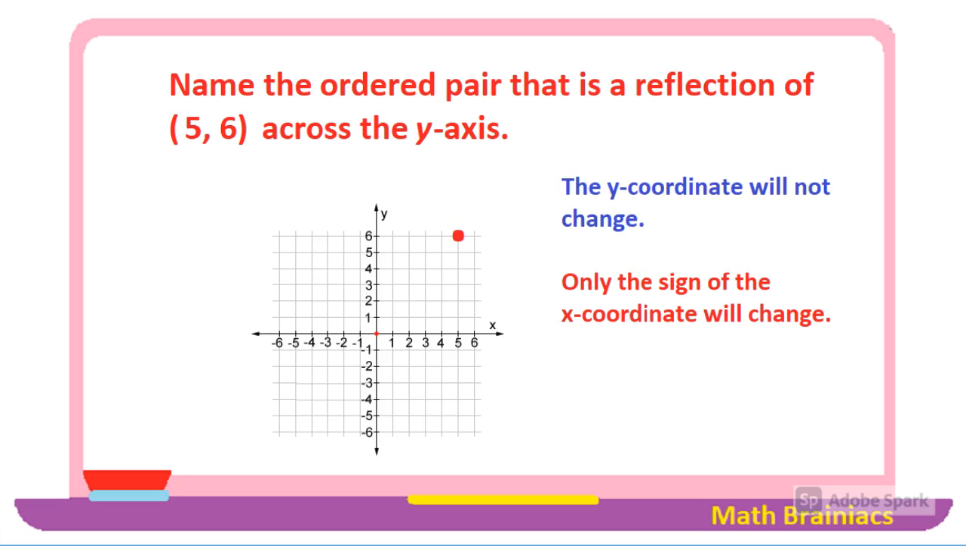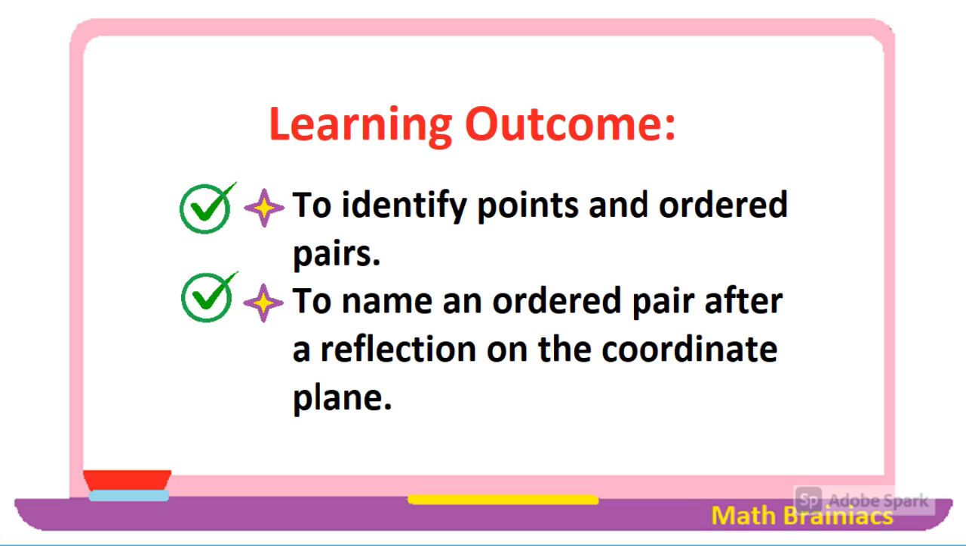As I told you a while ago, the y-coordinate will never change. Only the sign of the x-coordinate will change. So, once we plot the point 5 and 6, the reflection on the right will go to the left. It will become negative 5 and 6. Accordingly, the reflection of 5 and 6 across the y-axis is negative 5 and 6.